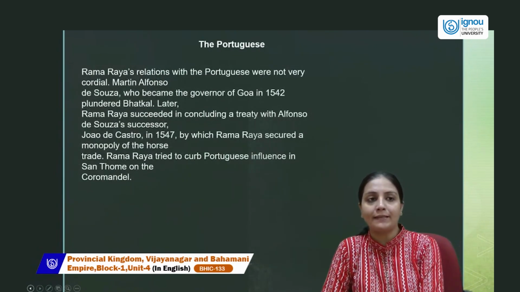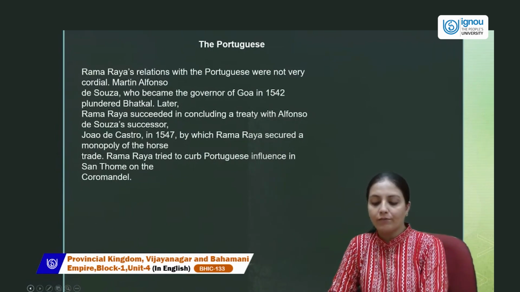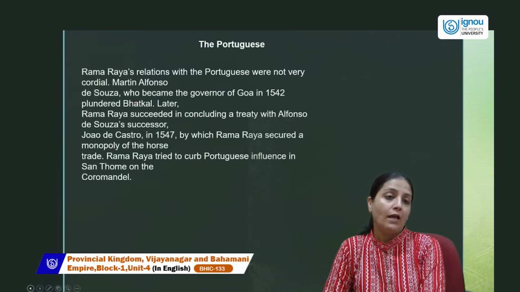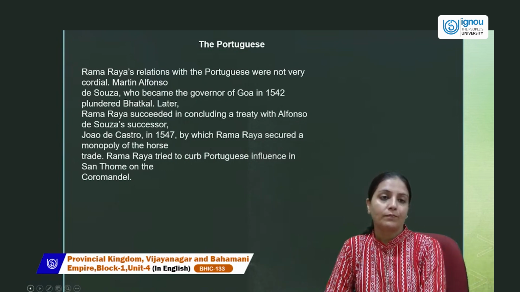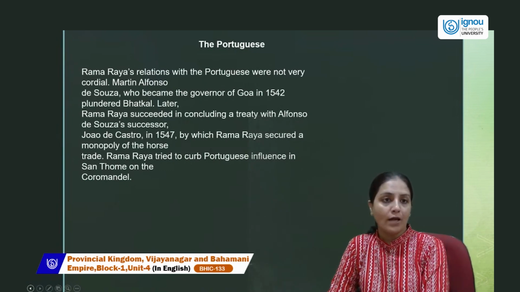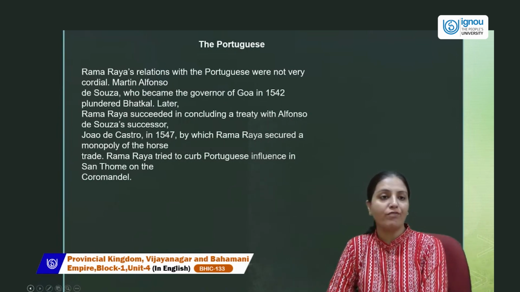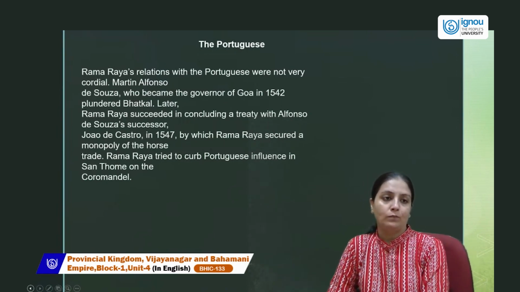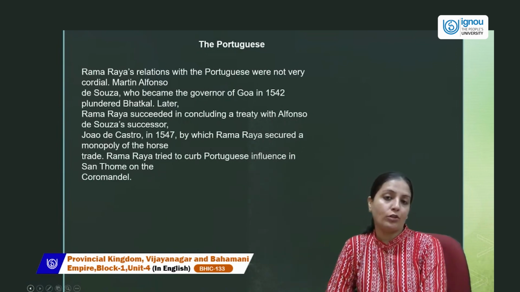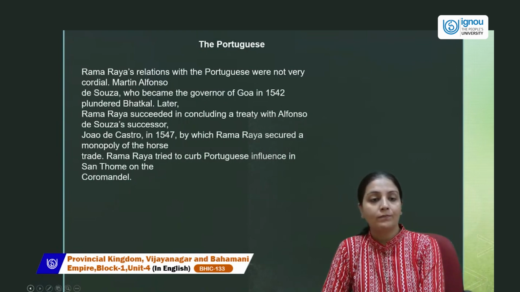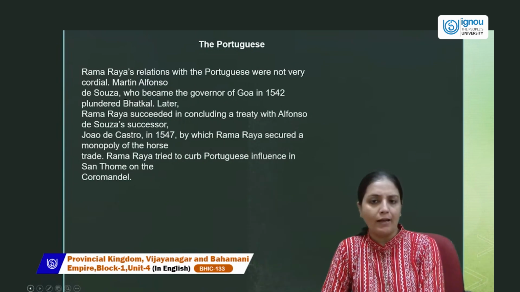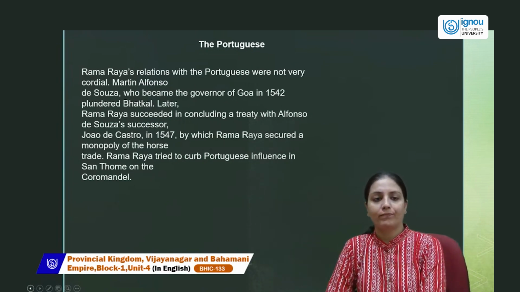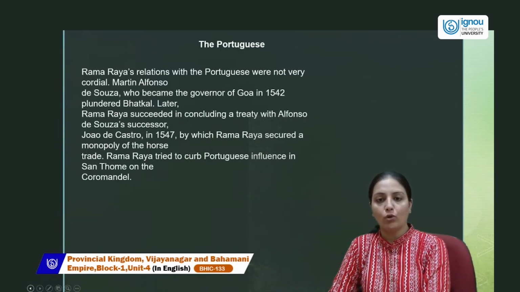What was the situation of the Portuguese at that time? Why did the Portuguese come and why did they want to enter that particular area? Ramaraya's relations with the Portuguese were not very cordial. Martin Alfonso de Souza, who became the governor of Goa in 1542, plundered Bhatkal. After that, Ramaraya succeeded in concluding a treaty with Alfonso de Souza's successor, João de Castro, in 1547, by which Ramaraya secured a monopoly of the horse trade. Ramaraya tried to curb Portuguese influence in San Thome on the Coromandel coast.